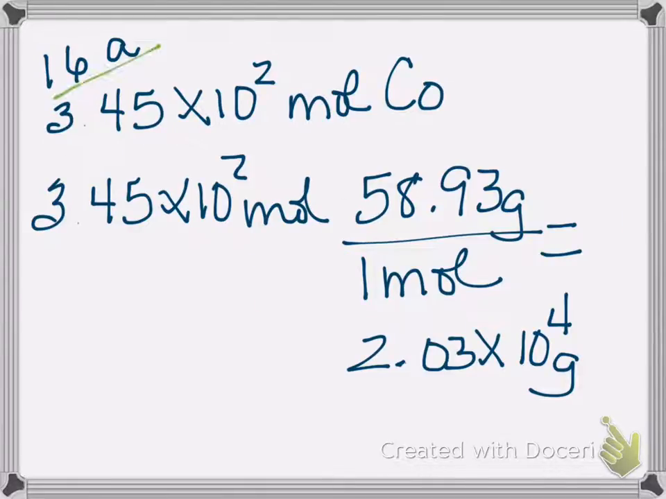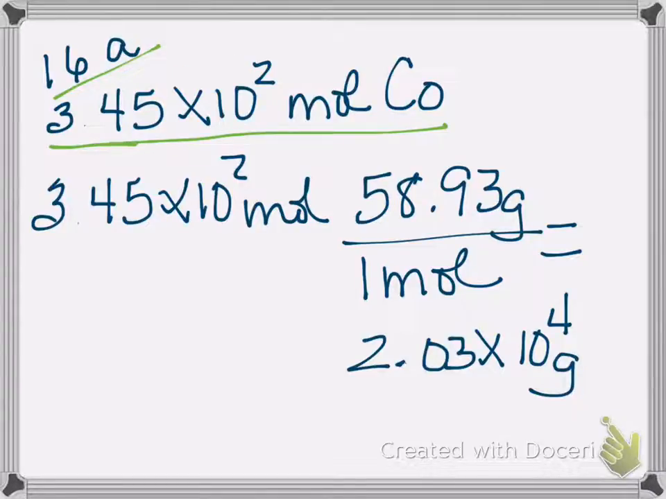All right, 16A. The problem says, convert each given quantity in scientific notation to mass in grams expressed in scientific notation. Okay, so your final answer here has to be in scientific notation according to the problem, because, as I told you, if the problem itself involves scientific notation, then the answer needs to. Okay, so we know that we have 3.45 times 10 to the second moles of cobalt.